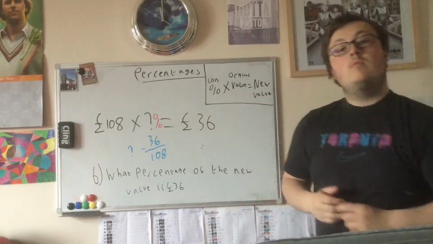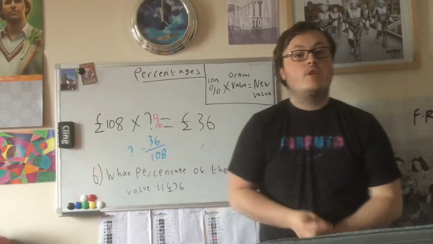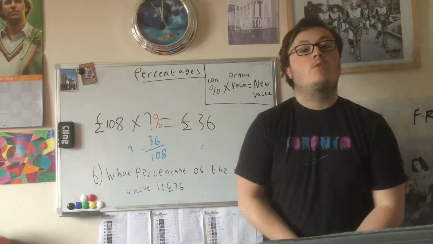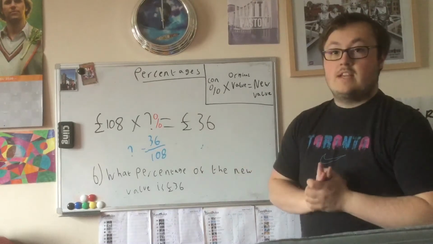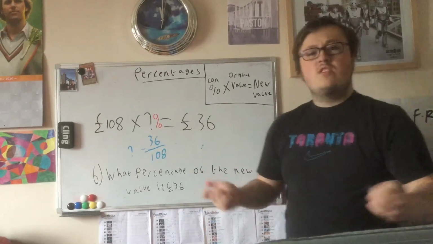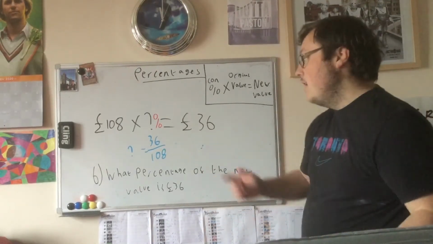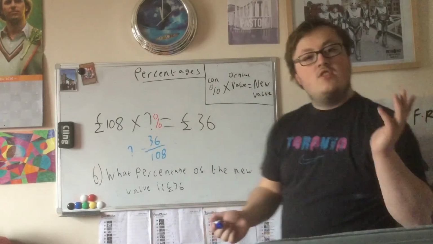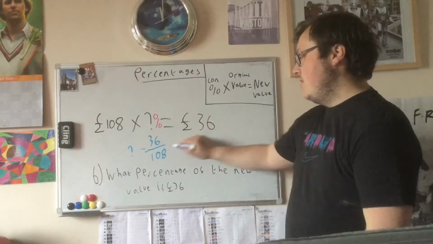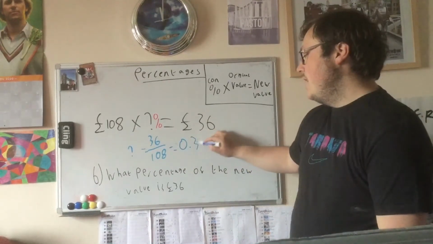And when you do that, you will get 0.3333 recurring. It goes on forever. I couldn't be bothered to say them all. It would be a long video. It's also known as a third. Funny enough. So, because I don't want to write all those threes, I'm going to do it to two decimal places. So that would be 0.33.